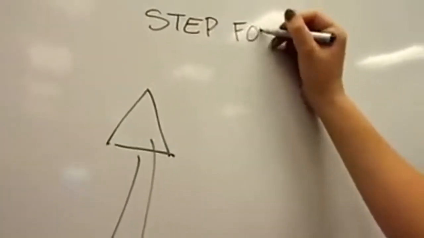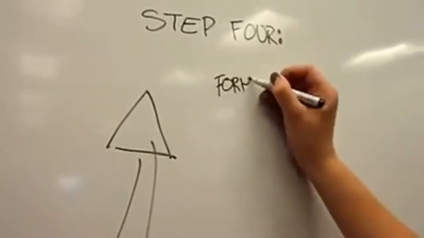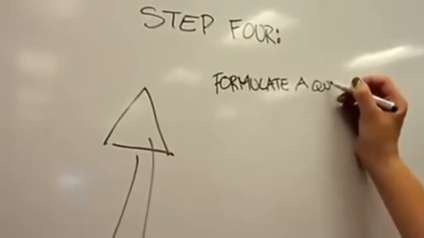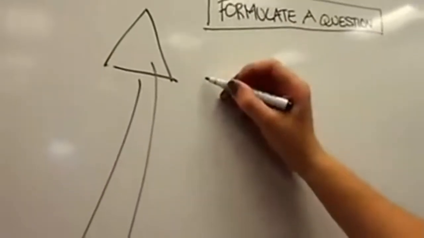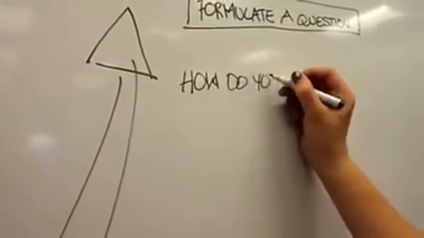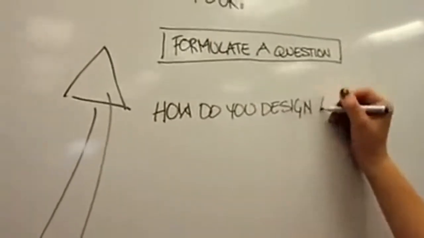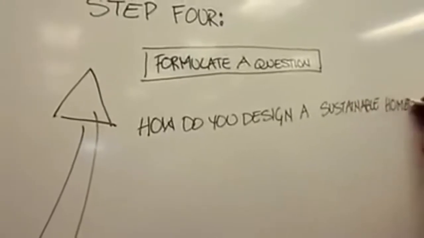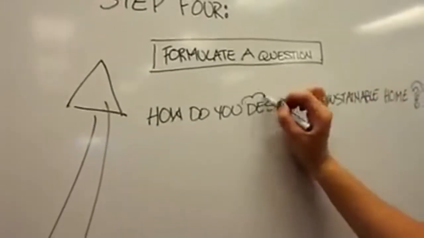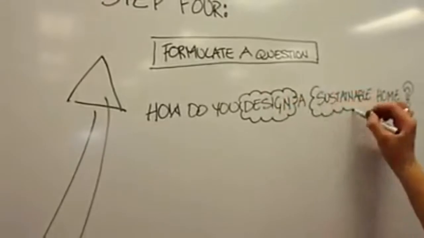Now that we have isolated factors and issues and have done some background reading, such as a literature review, we are now ready to restate the research problem as a researchable question. This is step 4, formulate a question. Here is an example of a question that we have developed. How do you design a sustainable home?